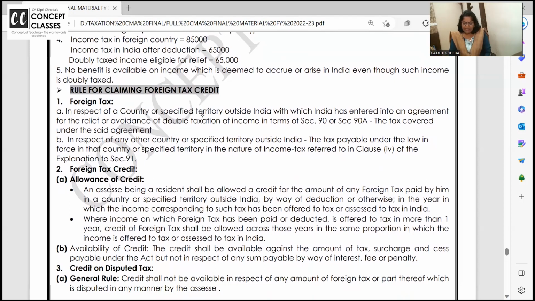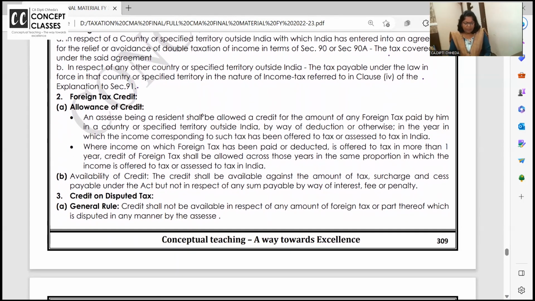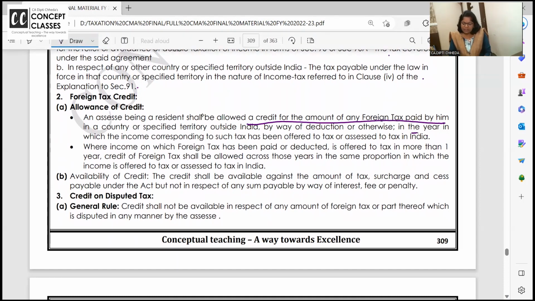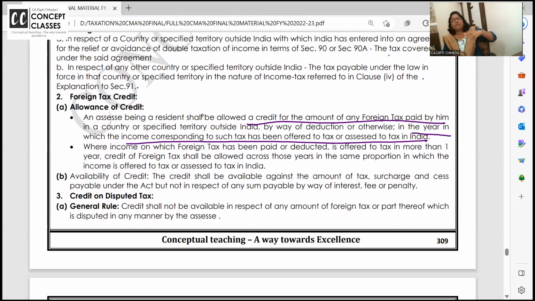In respect of a country or territory outside India with which India has entered into an agreement, foreign tax credit is there. Tax payable under law in force in the country specified, that is foreign tax. Now, an assessee being resident shall be allowed a credit for foreign tax paid in the foreign country by way of deduction in the year in which such income becomes taxable. Ma'am, but foreign income जिस पे foreign tax pay किया है ना, that is going to be taxable in 2 years. 60% now, 40% then. So tax credit also you set off 60% now, 40% then. Are you getting?